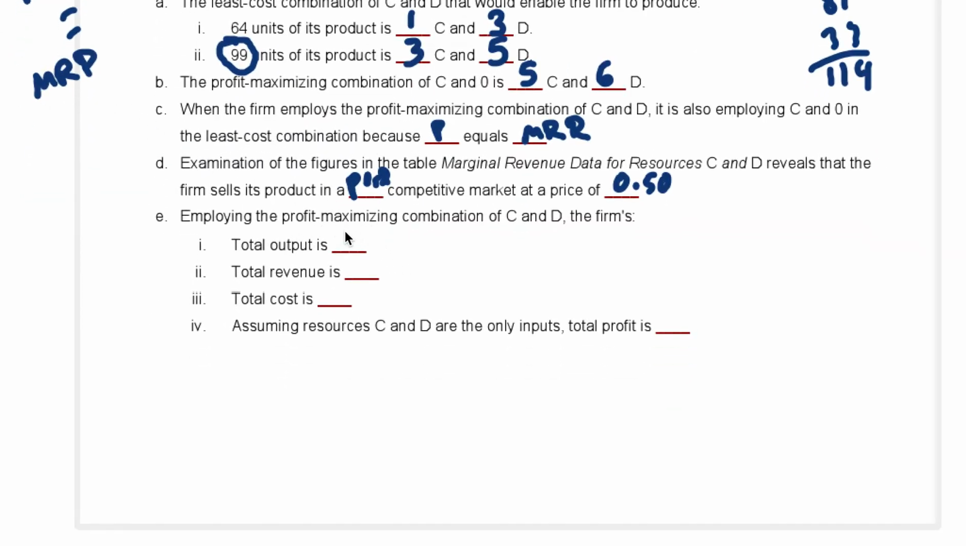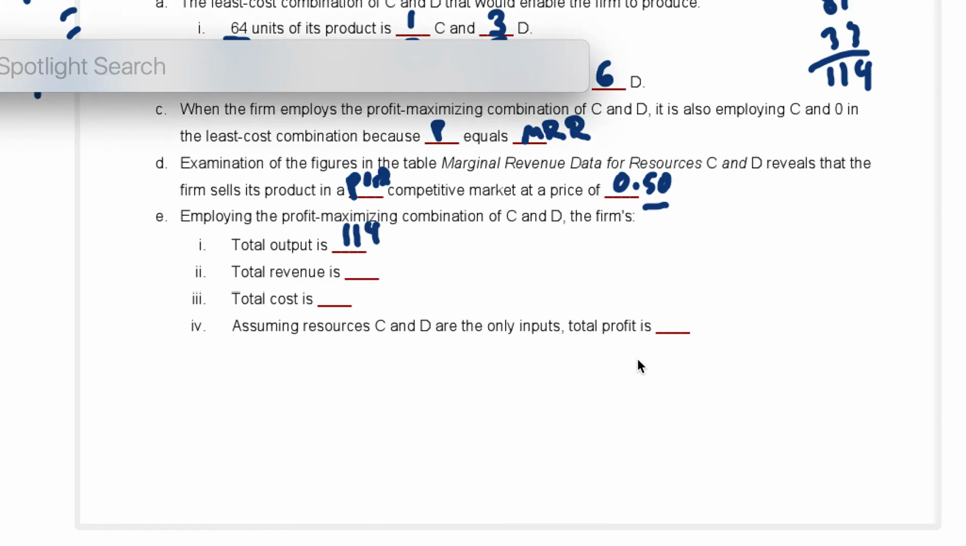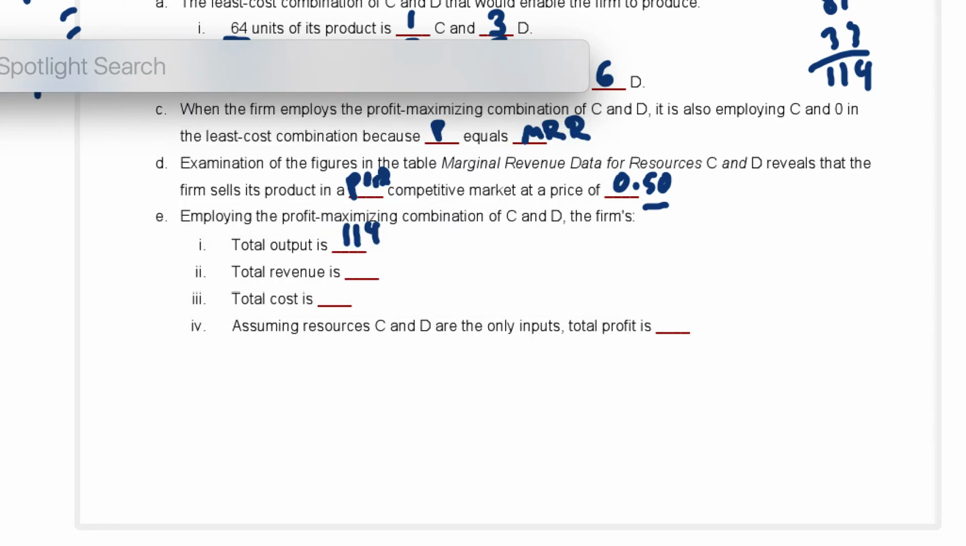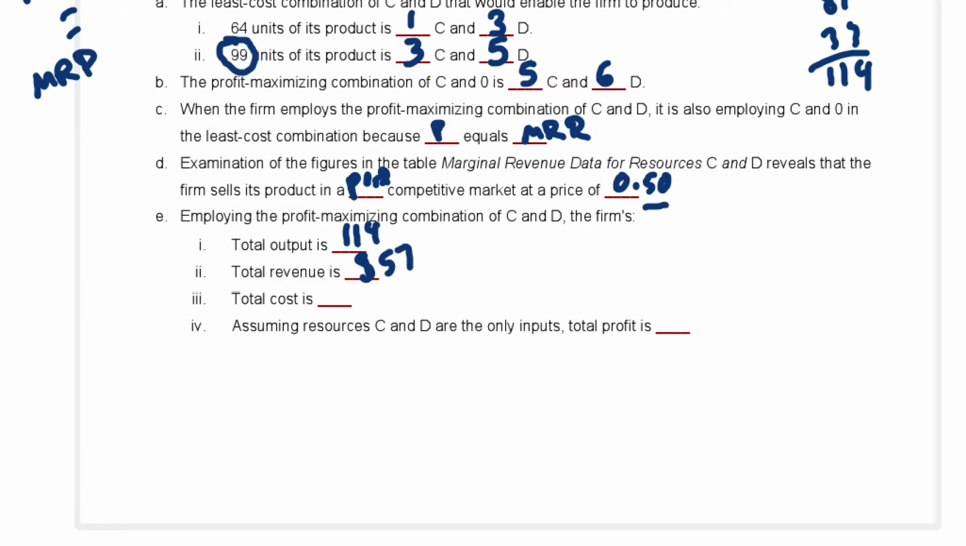Total output is 114. Total revenue, if you'll recall, we're selling them for 50 cents each. So 114 divided by 2 is 57. So we're making 57 bucks. That's our total revenue. And we're assuming these are our only costs. So our total cost so far, remember, 5 of these times $2 and 6 of these times $3. So 5 times 2 is 10 plus 6 times 3 is 18. $28 is our total cost, right?